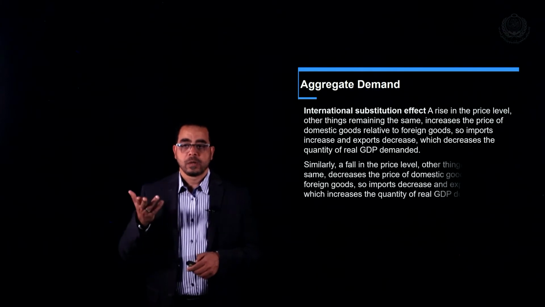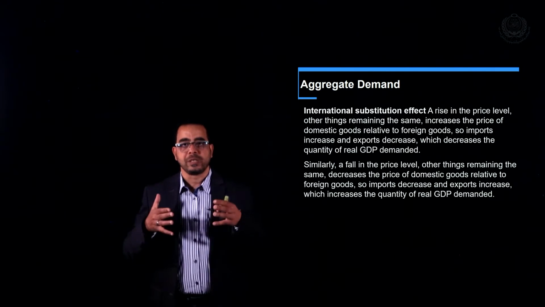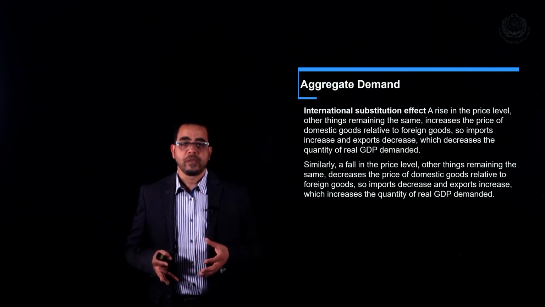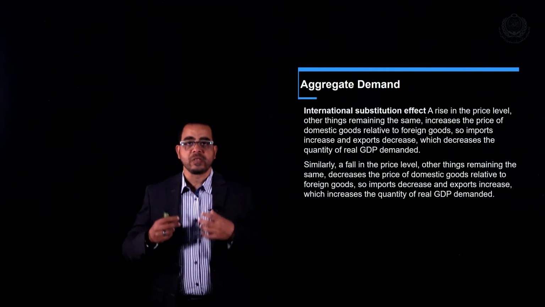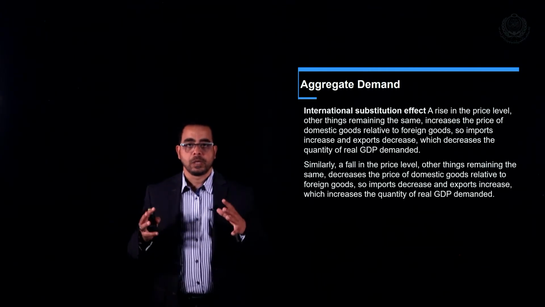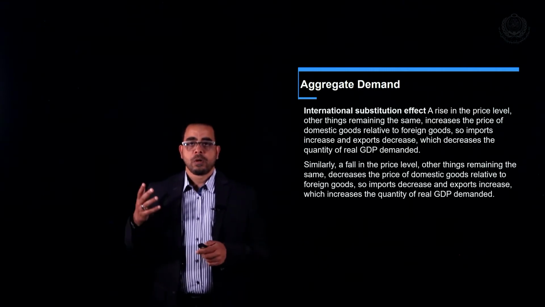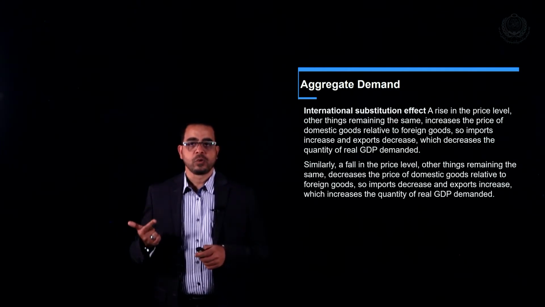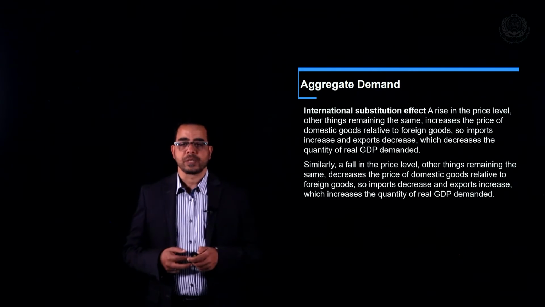And on the other hand, other countries will decrease their imports from our high-priced exports. Similarly, a fall in the price level will do the opposite. If our domestic prices go down, this means that people will go for the domestic goods that are cheaper than the imports, and other countries will start increasing their imports from our less expensive goods, and this will increase the exports. So aggregate demand is downward sloping because of the wealth effect, the intertemporal effect, and also the international substitution effect.